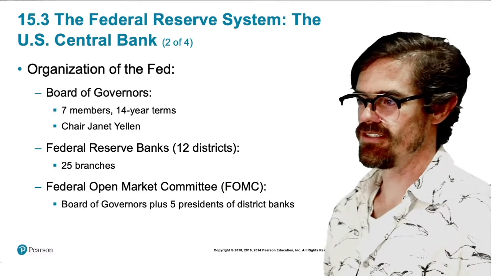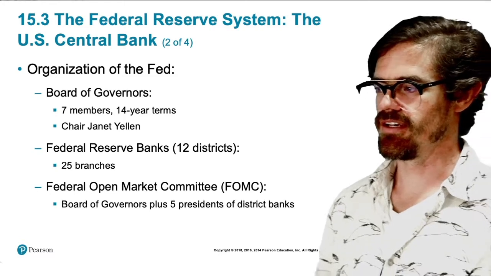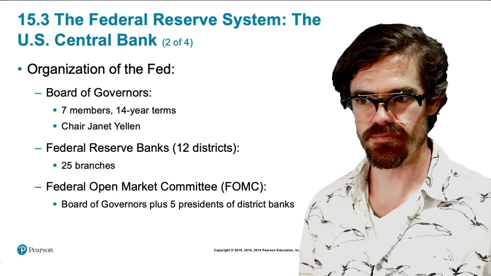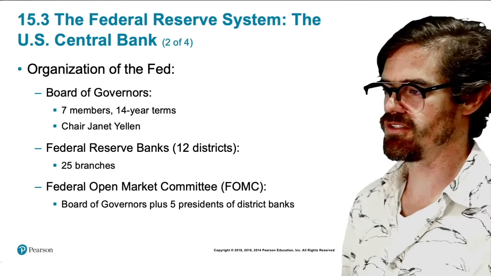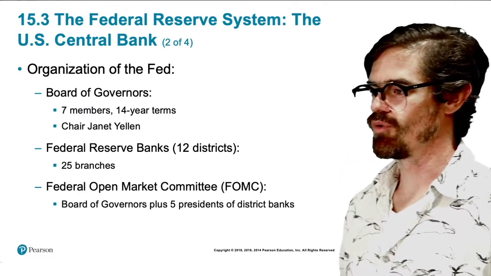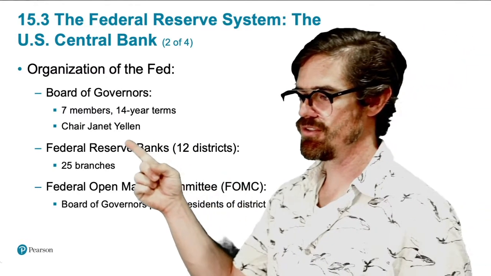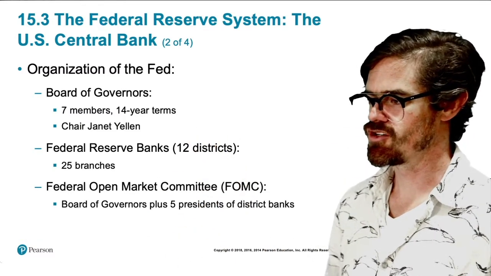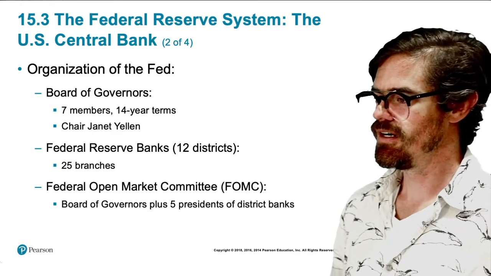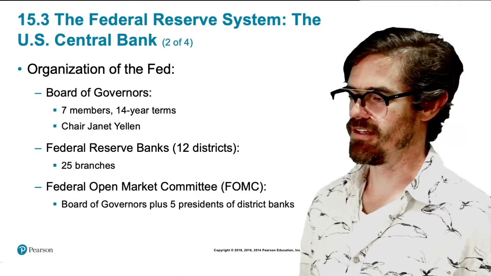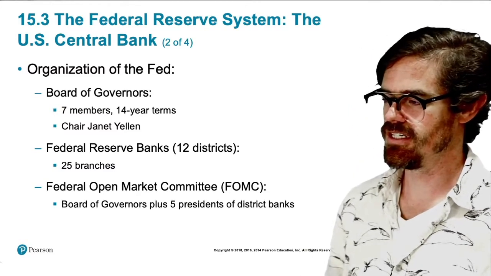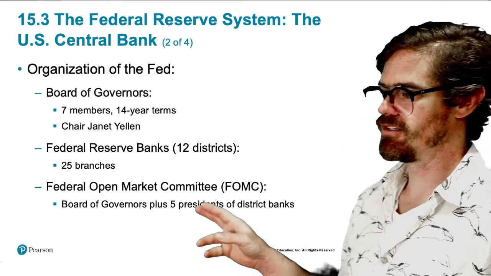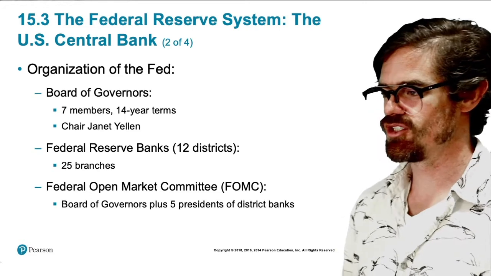The Fed consists of a board of governors. It's kind of like a board of directors for a business, a group of members that come together to collectively make the decisions. The Board of Governors includes 7 members, and each member has a 14-year term, which is a pretty long time. Not sure why it's 14 years in particular, but that's what it is. The chair was Janet Yellen back in 2017. It is now Mr. Powell.